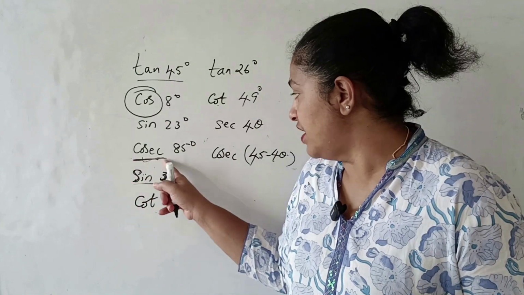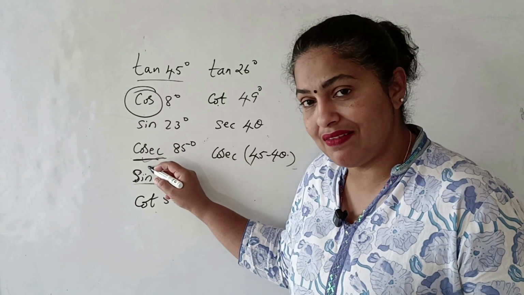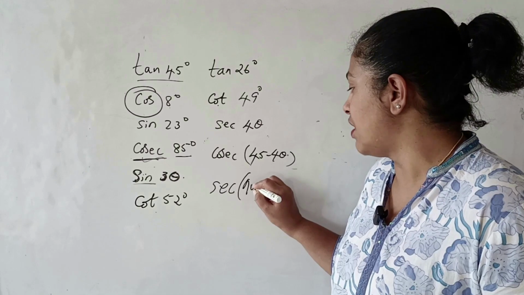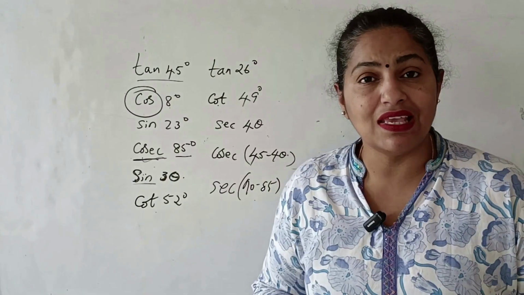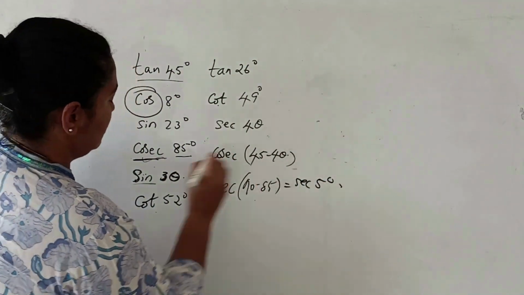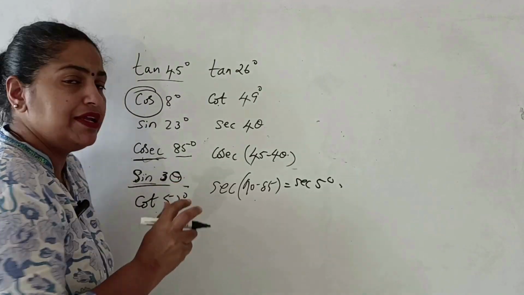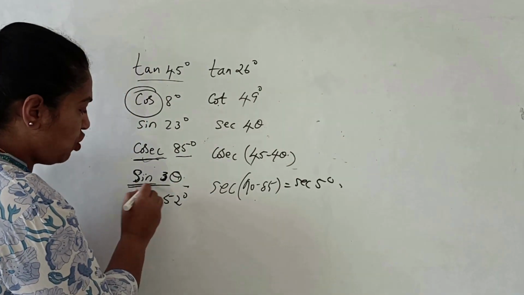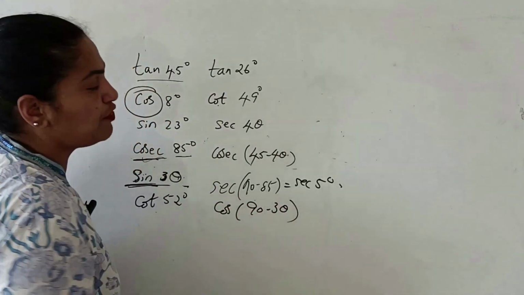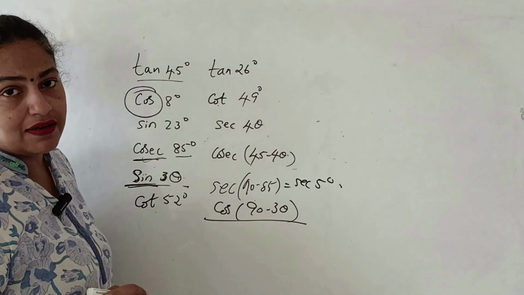Now, we move on to cosec 85. What is the complementary trigonometric ratio of cosec? As I told you, it is sec. So it is sec, and we subtract 85 from 90. So we get sec 5. Now, sin 3 theta. This is not 30, this is 3 theta. So it's a variable. It is not a particular value. No problem. The complementary ratio of sin is cos, and 90 minus 3 theta. We cannot find the value of 90 minus 3 theta, so we leave it as such and this is the final answer.